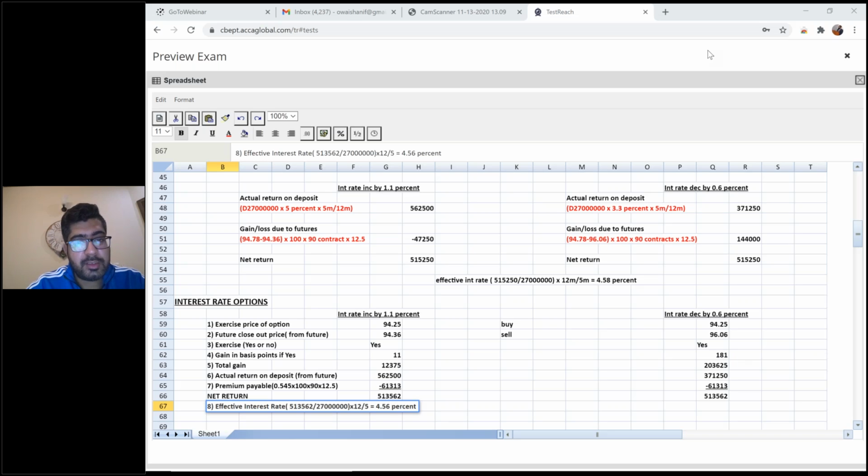Wami, you can check the Word file. The formula for total gain is gain in basis points into number of contracts into tick.